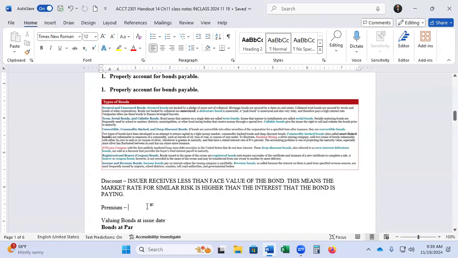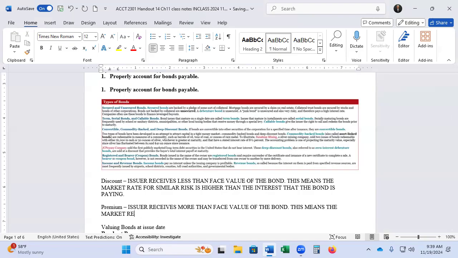Okay. Premium. The issuer receives more than the face value of the bond. This means the market rate for similar risk is lower than the interest that the bond is paying.